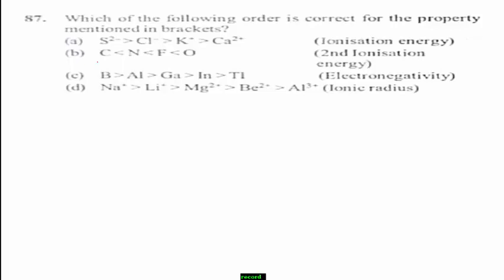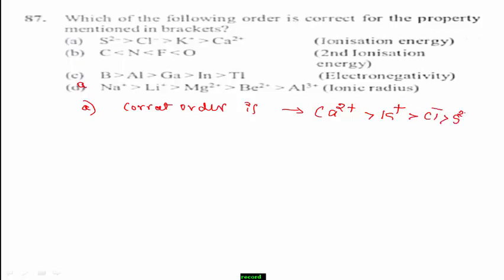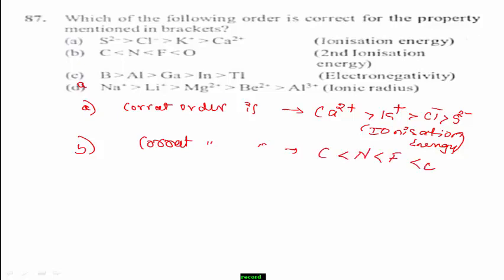Which one is right? Students, when we observe option A, the correct order is Ca2 plus greater than K plus greater than Cl minus greater than S2 minus, as it is based on ionization energy. If you observe option B, the correct order is carbon less than nitrogen, less than fluorine, less than oxygen. It is based on the second ionization energy. Second electron removal from oxygen requires more energy, because it acquires a stable 2s2 2p3 configuration after removal of one electron.